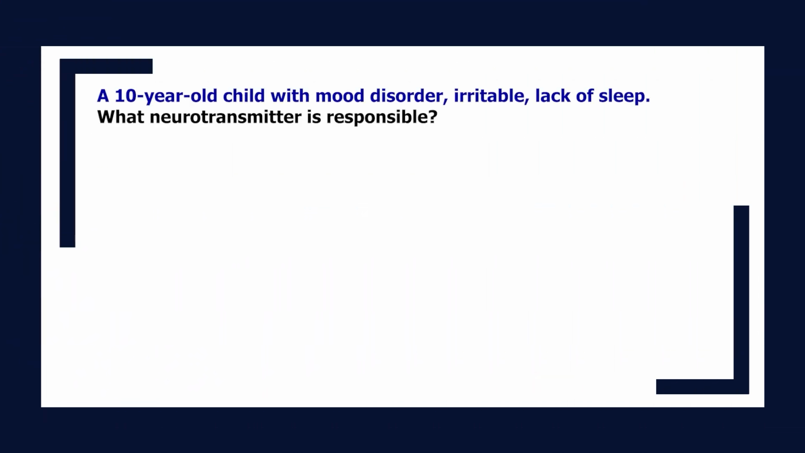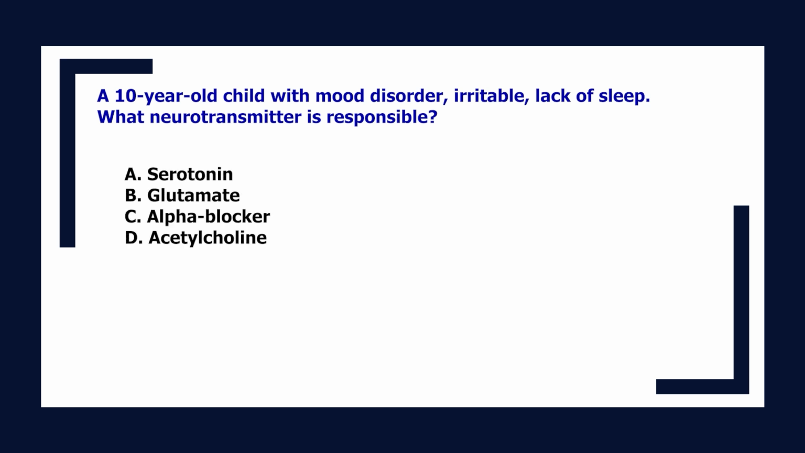A 10-year-old child with mood disorder, irritable, lack of sleep. What neurotransmitter is responsible? A. Serotonin. B. Glutamate. C. Alpha blocker. D. Acetylcholine. The answer is A. Serotonin.